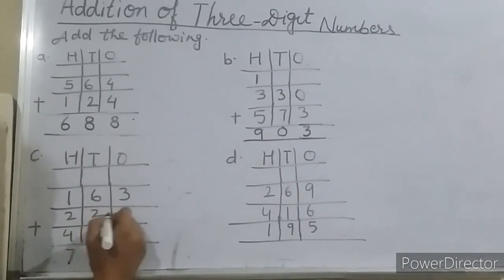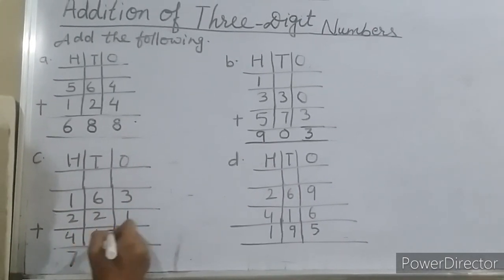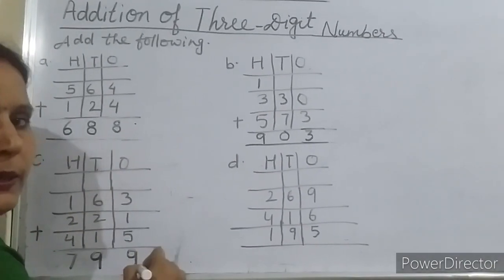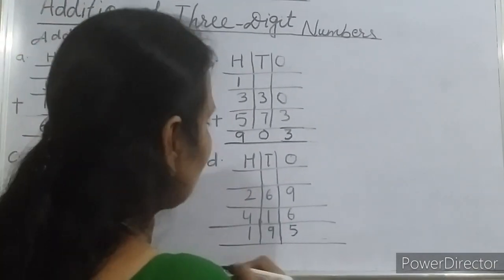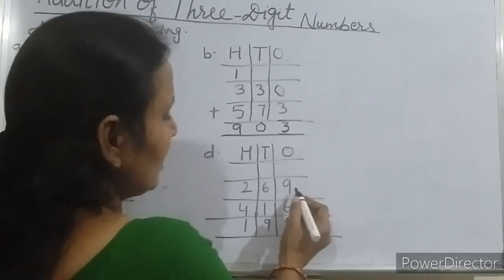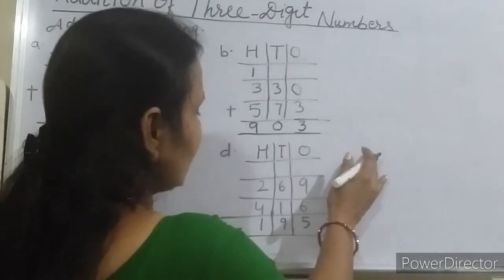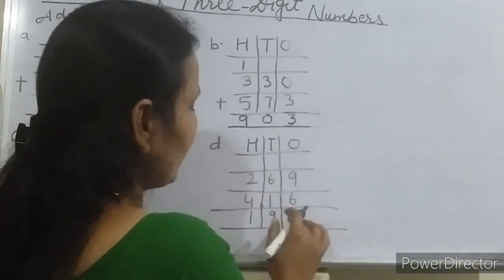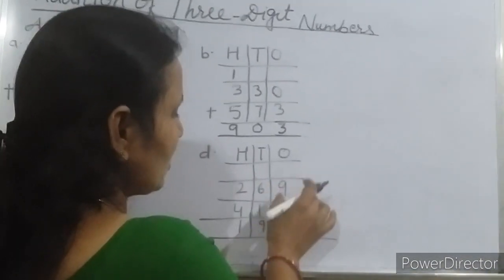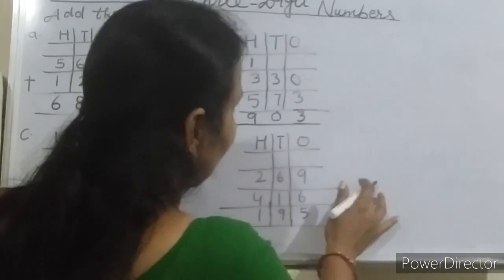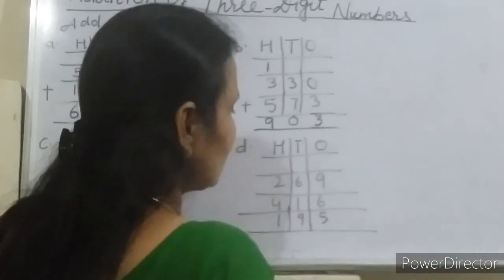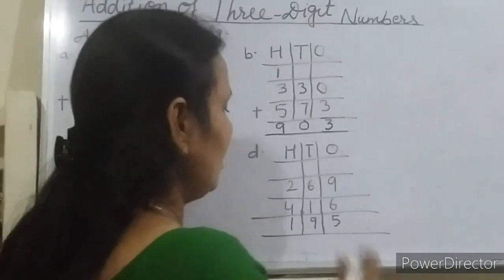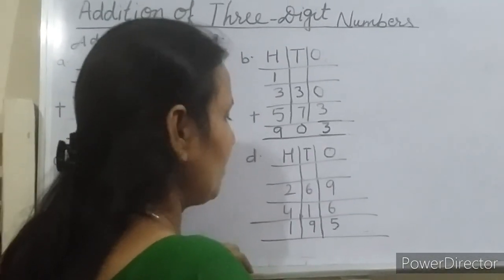163 plus 221 plus 415 is equal to 799. Now students, come to the next. 269 plus 416 plus 195. So start from ones place. 9 plus 6, 9, 10, 11, 12, 13, 14, 15. 15 plus 5, very good, 20.